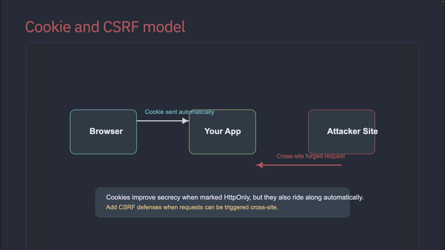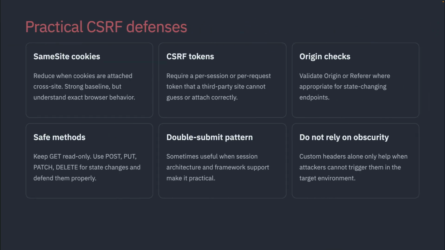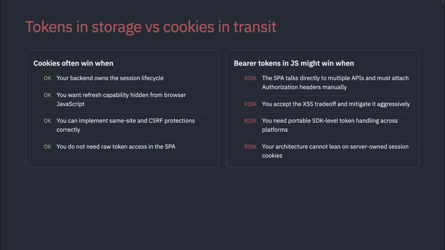So the browser makes a call to the API and sends the cookie, and an attacker doing cross-site request forgery could abuse your cookie if they're able to trigger the request. So we need to have the correct setup and we need to handle CSRF the way it's supposed to be handled. So just be careful. There are different defenses that we can use. What about token storage in cookies or in transit, right?